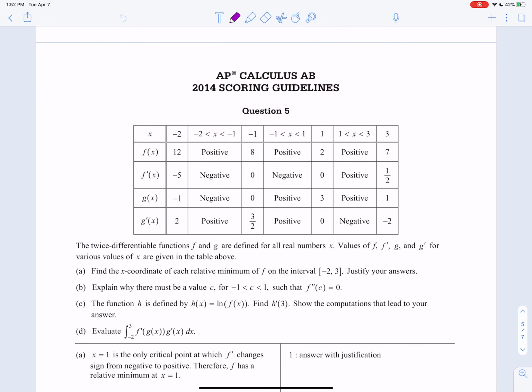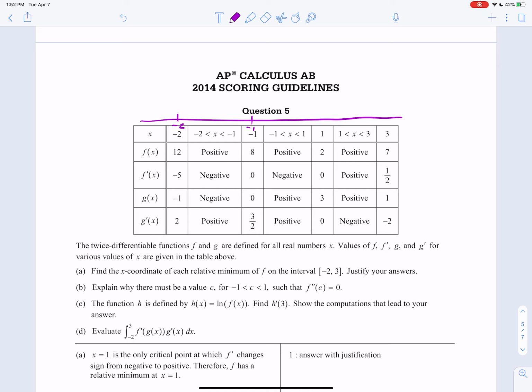This is 2014 question 5. This is one of those miscellaneous questions that really doesn't belong to any of those popular FRQs, okay? Here we go. So notice how in the table they provide you a lot of facts, okay? It looks a little bit weird, not what we're used to, but this is pretty much a sign chart, okay? If you guys take a look here.